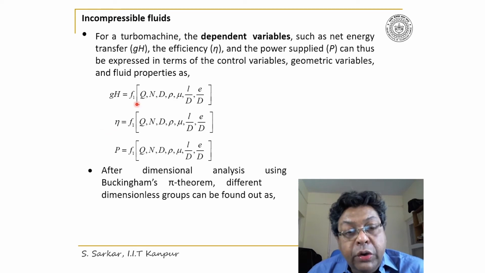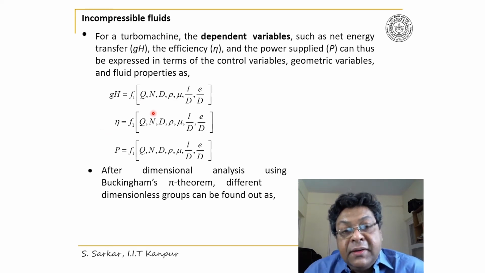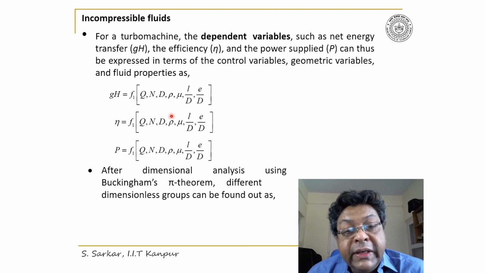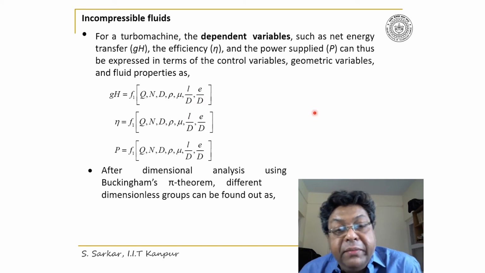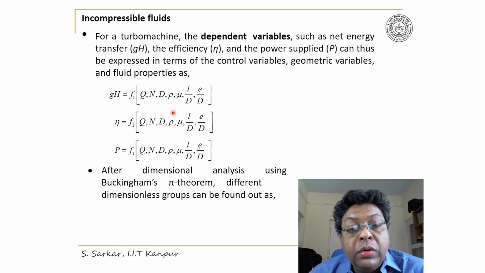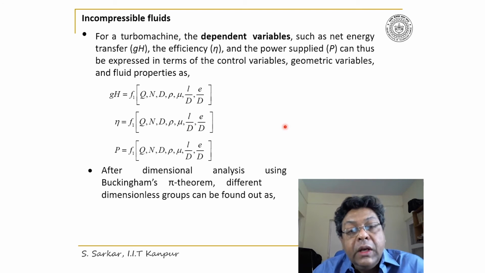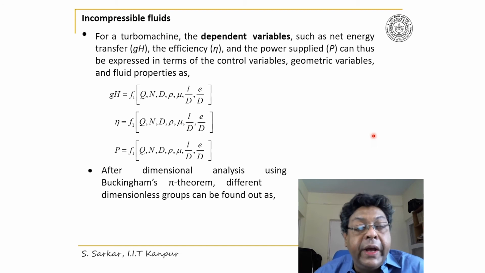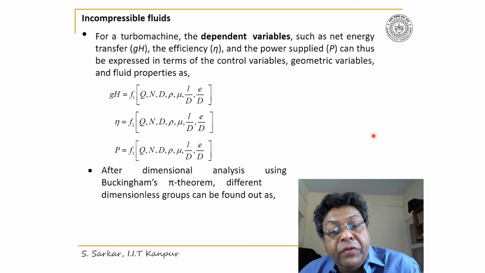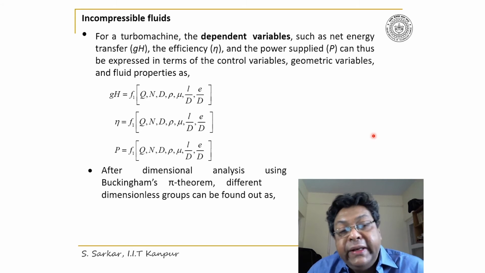So Q and N are the control variables, D, L by D, E by D are the geometric variables, and rho, mu are the fluid properties. Similarly, eta and P also can be expressed as a function of Q, N, D, rho, mu, L by D, and E by D.